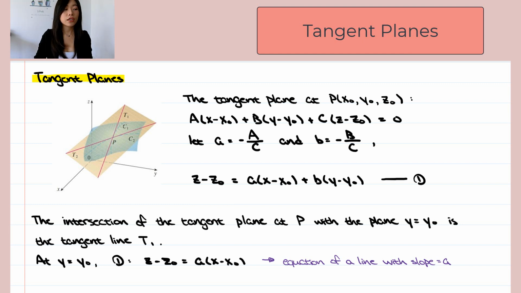But from what we just noted from the graph, we know that the intersection line is T1. And we've also learned from the interpretation of partial derivatives that the slope of T1 is the partial derivative of the function with respect to x at the point x0 and y0. So I can rewrite the slope A as the partial derivative of the function with respect to x at the point x0 and y0.